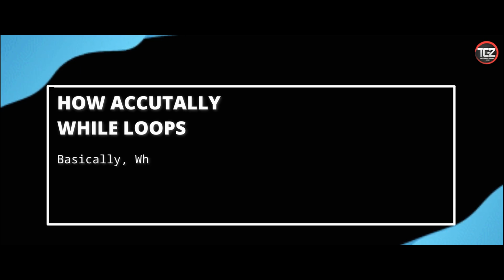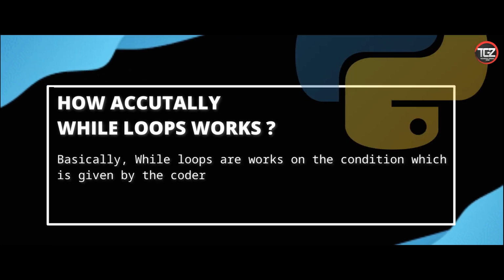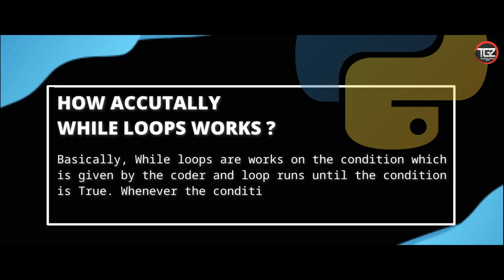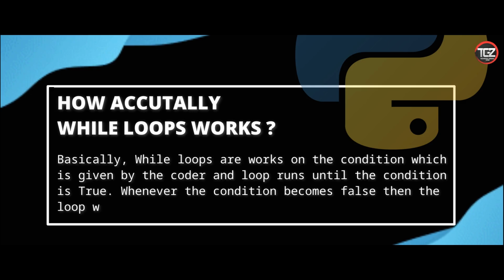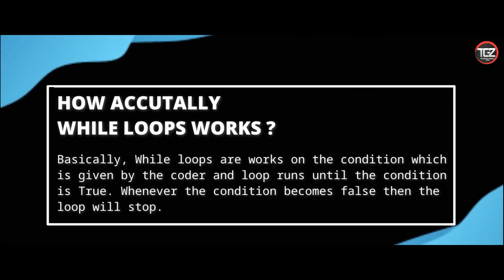First of all, it is important to know how a while loop actually works. Basically, a while loop works on a condition which is given by the coder, and the loop runs until the condition is true. Whenever the condition becomes false, the loop will stop. So guys, this is the mechanism of a while loop. I hope you will understand it.